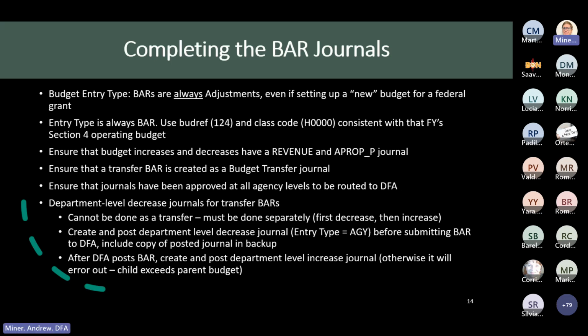Then, assuming you did that and everything goes well, and we post the bar, you can go in and create a department level increase journal for wherever you moved the budget to. Okay, so then you're good to go after that. So just keep that in mind. If you have these department level budgets, this is something you need to do when you're transferring budget from one category to another or one program to another. If you're a small agency that doesn't do department level budgeting, then you can ignore what I just said. It doesn't matter to you.